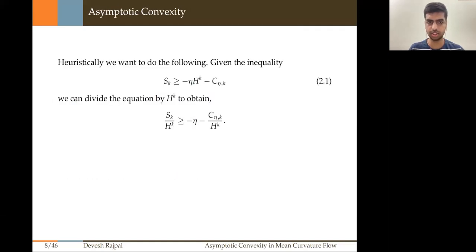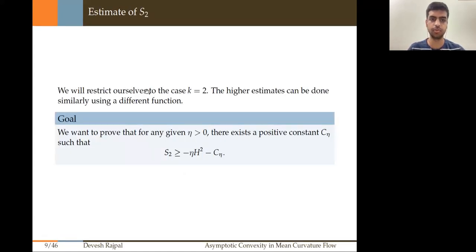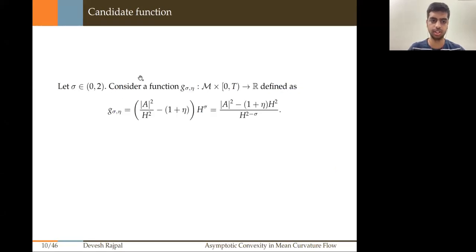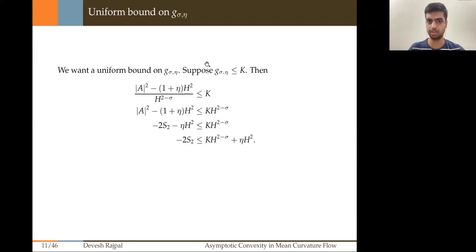And we saw that heuristically this will imply a convex limiting hypersurface, and we'll come to that later rigorously in this talk. So we'll restrict our attention to the case k equals 2. The higher estimates can be done similarly using a different function. And the function we got was this function, |A|^2 upon H^2 minus 1, plus eta, multiplied by H raised to sigma. We saw that if we have a uniform bound on this function, then it implies the convexity results we are hoping for.